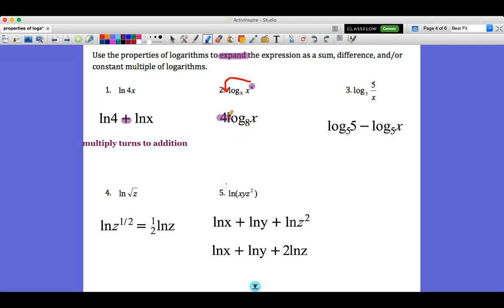So this is our answer for number 2. That one's done, and then this was our answer for number 1. All right, number 3 has division in it.